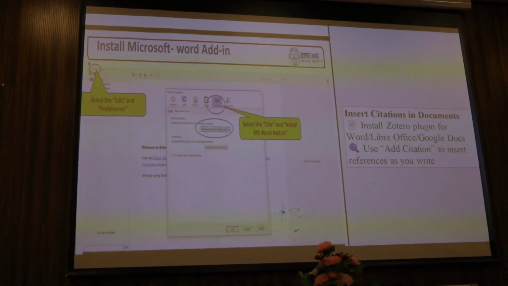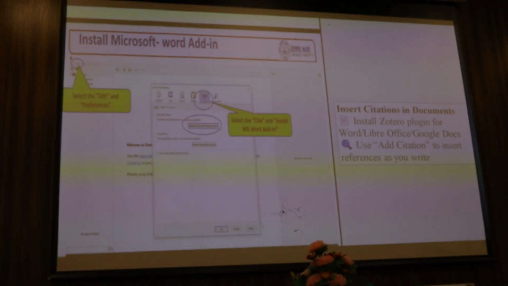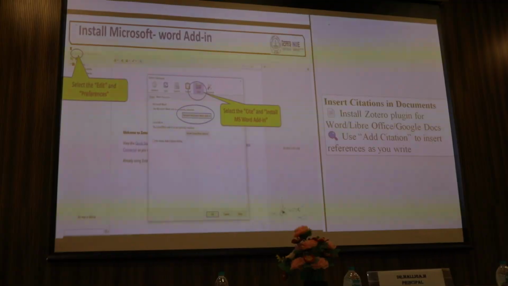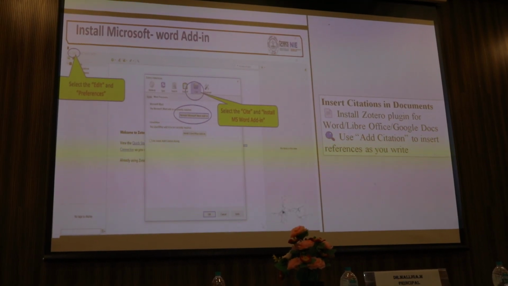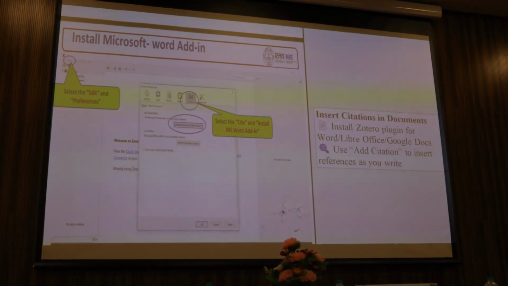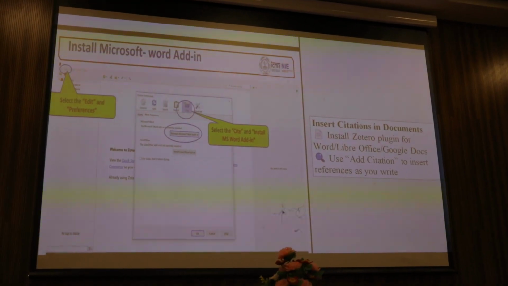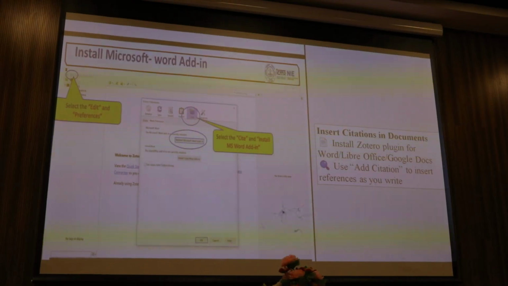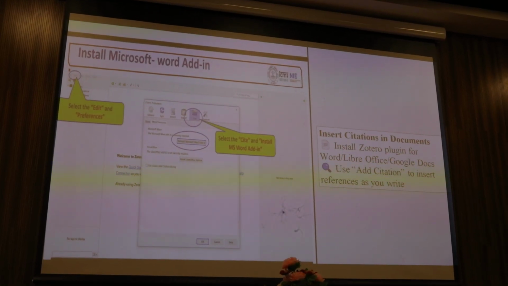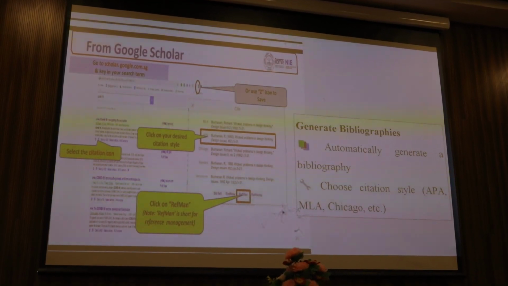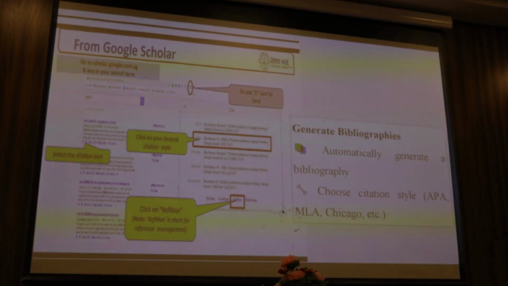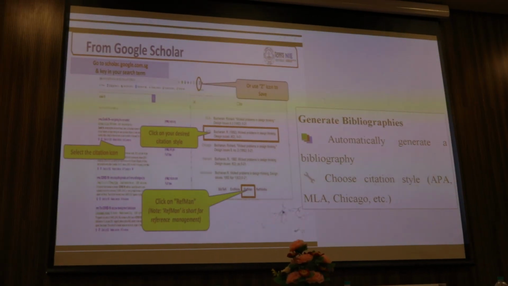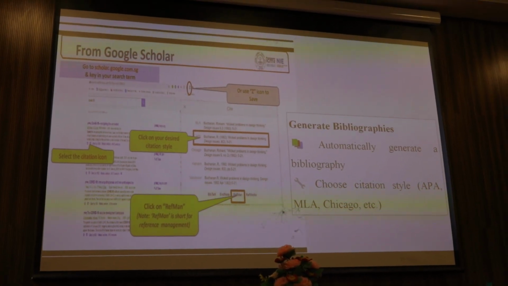So you get the data from there, and then on this ICMR platform itself, you can get the Microsoft Word installed through that, and then select the site and install the Microsoft add-in. So when you do that, install Zotero plugin for Word, Library Office, use add citation. Automatically the citations come. So automatically generate a bibliography from there. Choose citation style, whether you want APA style or whatever style you want, MLA, Chicago, etc.